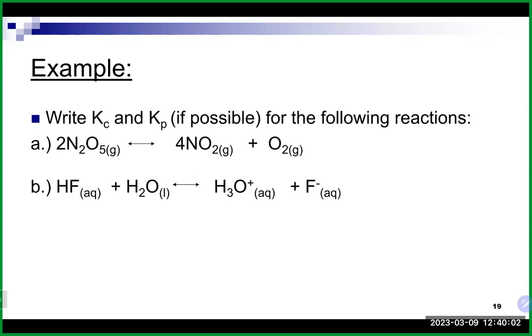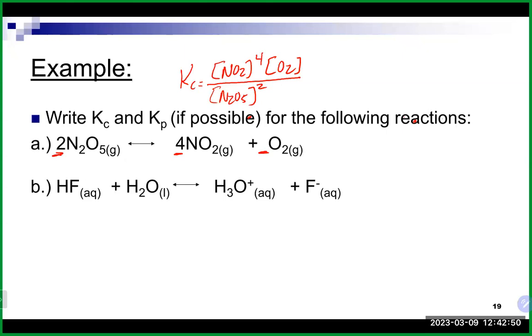All right, why don't you take a moment here and write the Kc and Kp for this, if possible. And here we'll write our Kc. Once again, it's our products, so that's the concentration of NO2, and here we need to take it to the 4th power because of the coefficient. We multiply it by the O2, which has a coefficient of 1, so you don't have to write it. We divide by our reactants, the concentration of N2O5, again taking the coefficient as the power, and that is it.